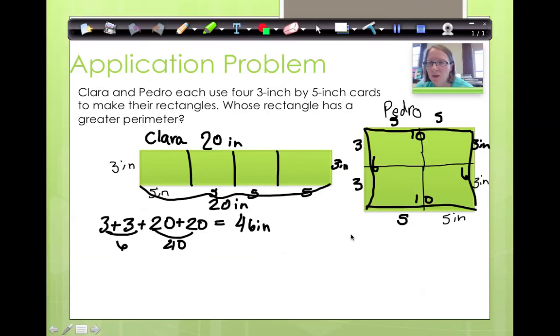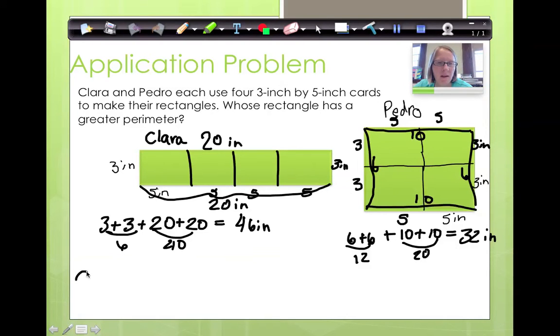Okay, so let's add up Pedro's. So 6 plus 6 plus 10 plus 10. Now I know this is 20. I know this is 12. 20 plus 12 is 32 inches. So who's got the larger perimeter? Clara does. Okay, so let's write that down.